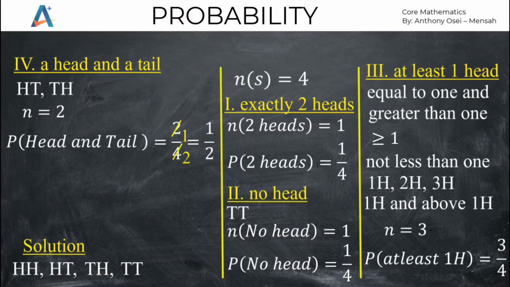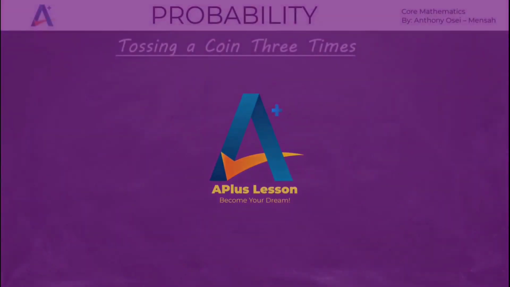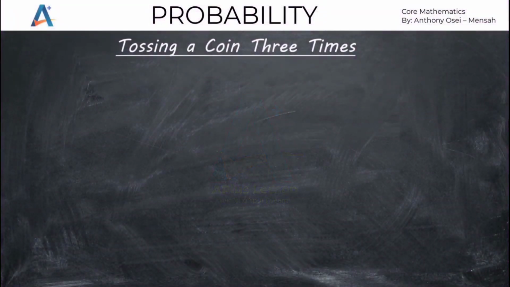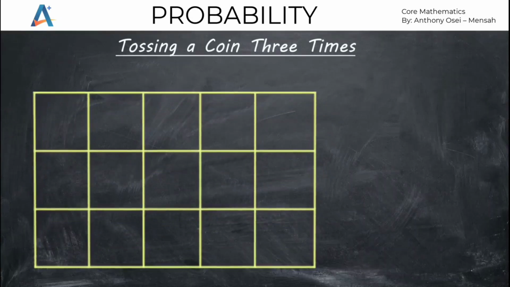Now let's go to the next stage, where we see the event of tossing a fair coin three times, or three fair coins once. Next, we want to take a look at tossing a coin three times. You took a look at tossing a coin twice, and the same structure will be used for three times, just that this time there's another extra toss making it three. Now let's see how this is done. You have to draw a table, just tabulate it so that you can get the possible outcomes nicely.